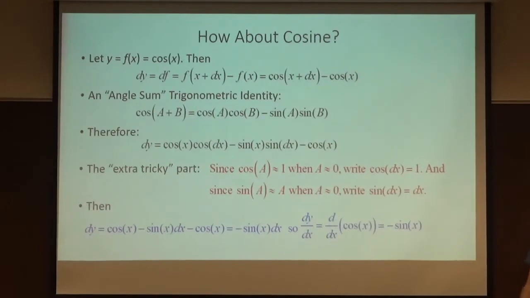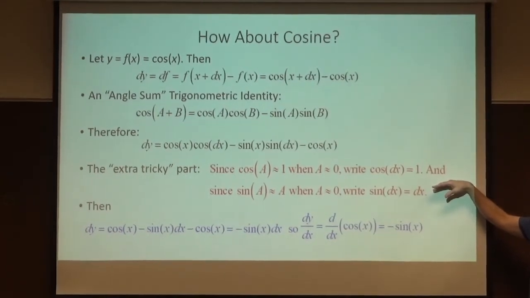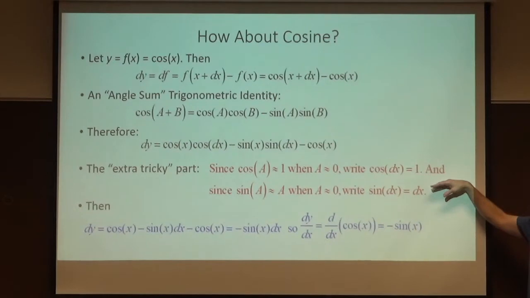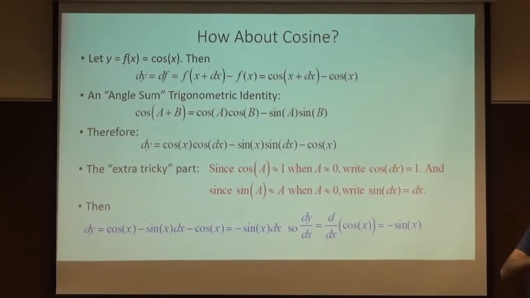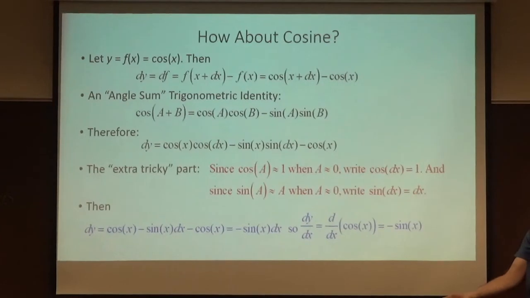When x is in radians. These approximations that we use here only work the way they do when the input is in radians, not degrees. That's why radians is important, why it's special. Just like e is special because it makes derivatives simple, radians is special because it makes derivatives simpler.